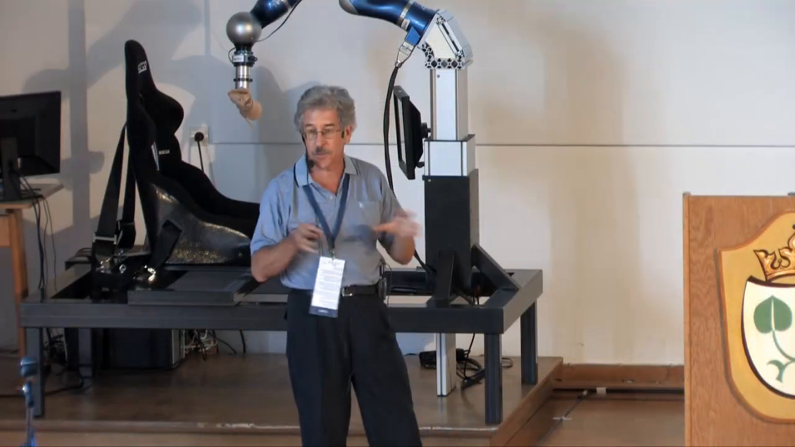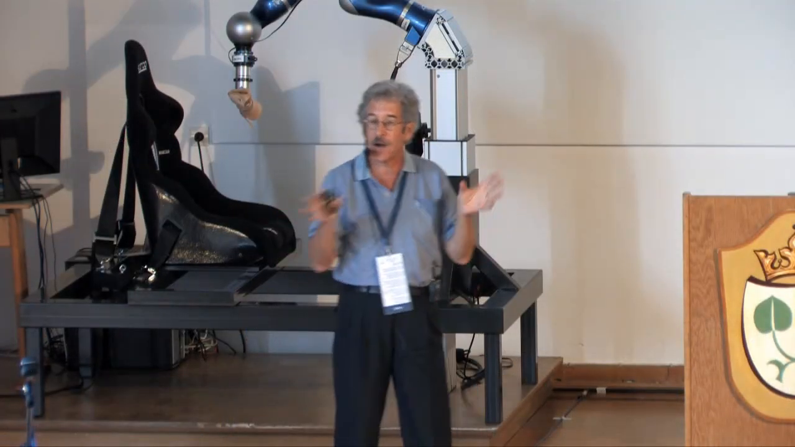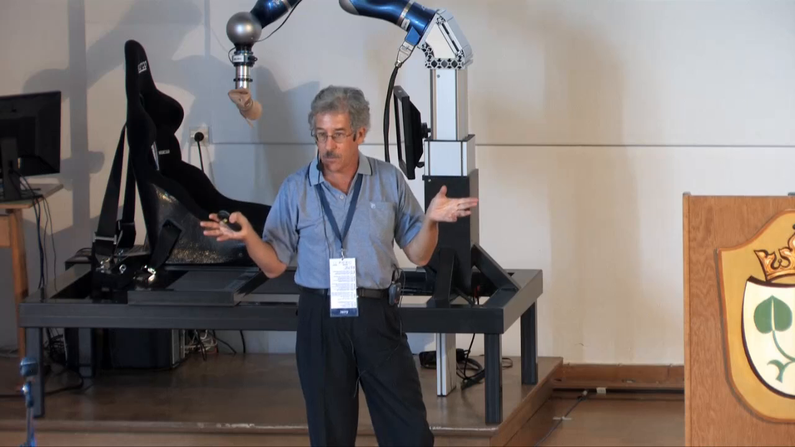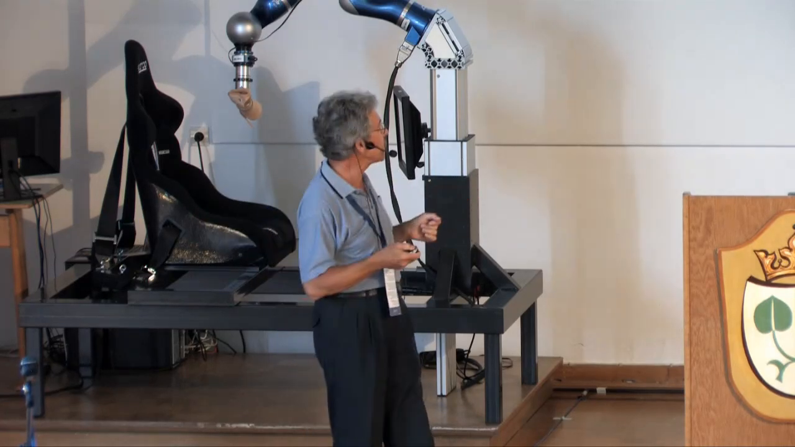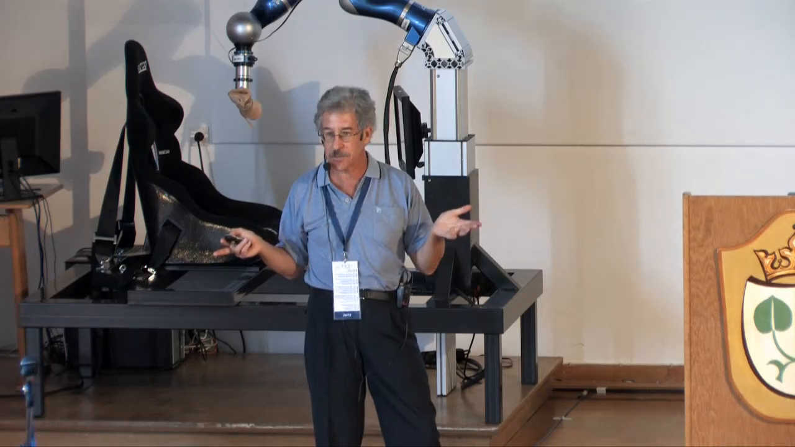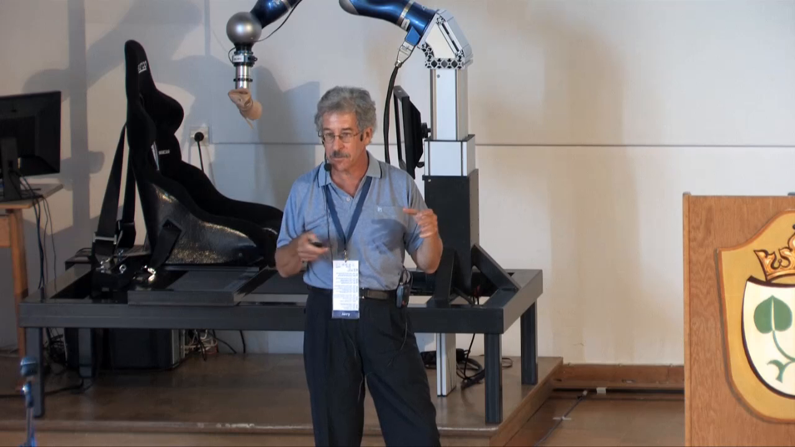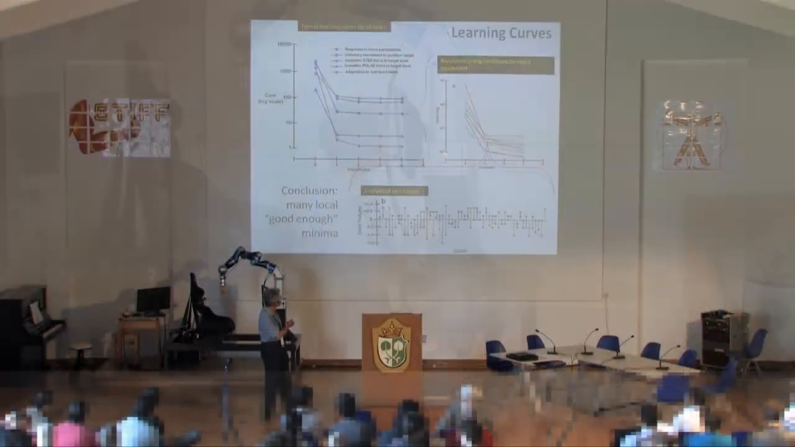Well, I mean, there's no question I can certainly define a cost function for which there will be a global minimum. And the question is, does the biological system ever find it? And does it even care? And under most circumstances, it doesn't care.